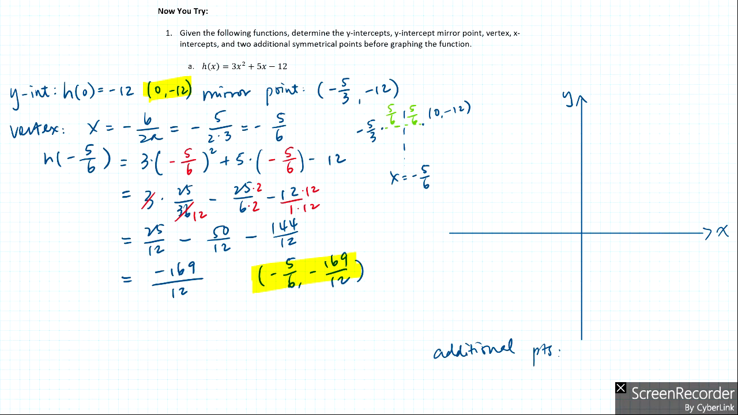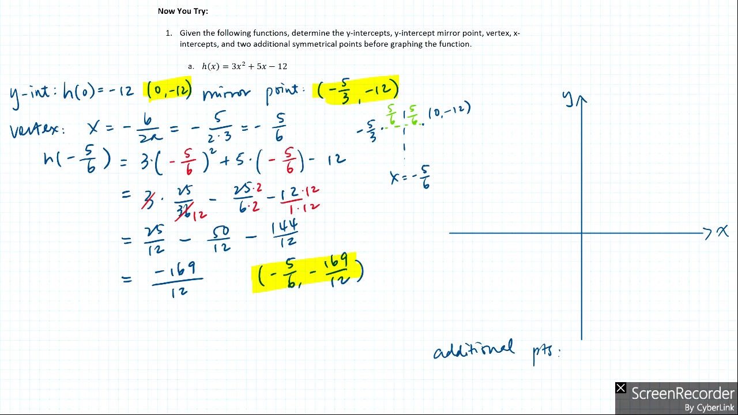The quick way is to just recognize that the mirror point for the y-intercept is going to have 2 times the x value of the vertex because of this equal distance. That's where the 2 comes from. Now that we have the mirror point, we can go ahead and move on to find the x-intercepts.